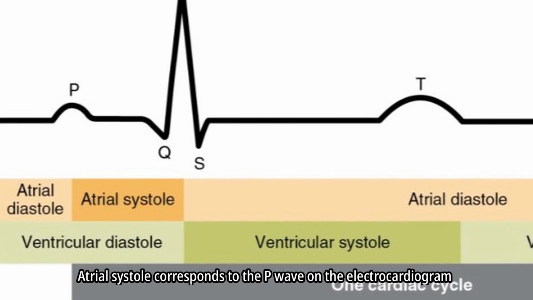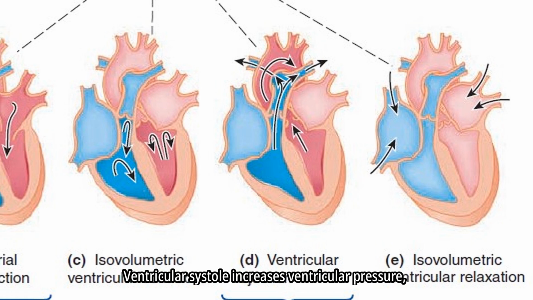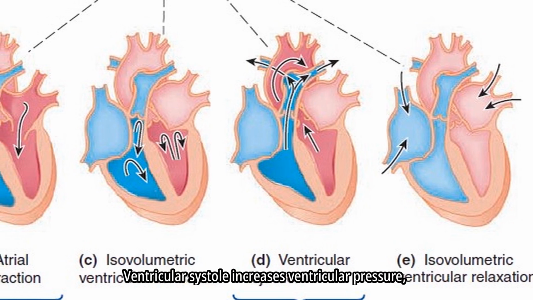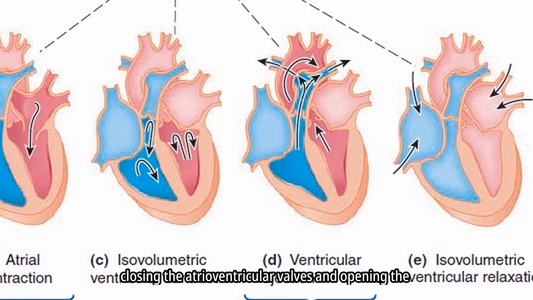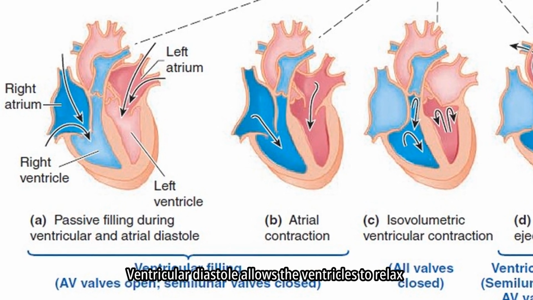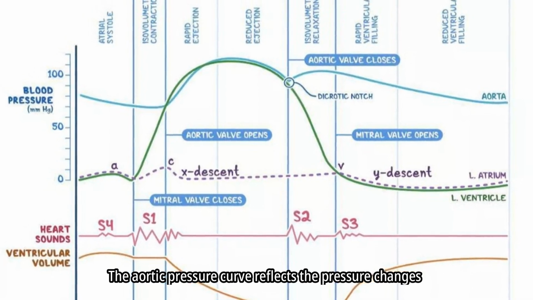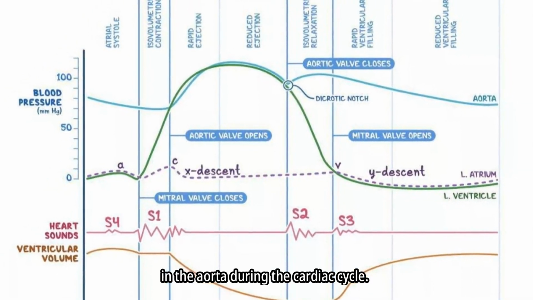Atrial systole corresponds to the P wave on the electrocardiogram and contributes to ventricular filling. Ventricular systole increases ventricular pressure, closing the atrioventricular valves and opening the semilunar valves. Ventricular diastole allows the ventricles to relax and refill with blood. The aortic pressure curve reflects the pressure changes in the aorta during the cardiac cycle.